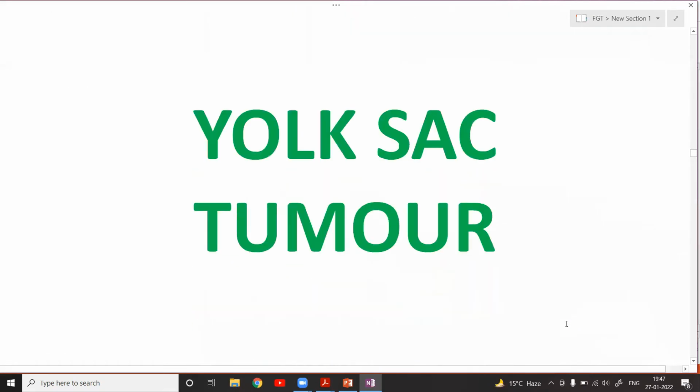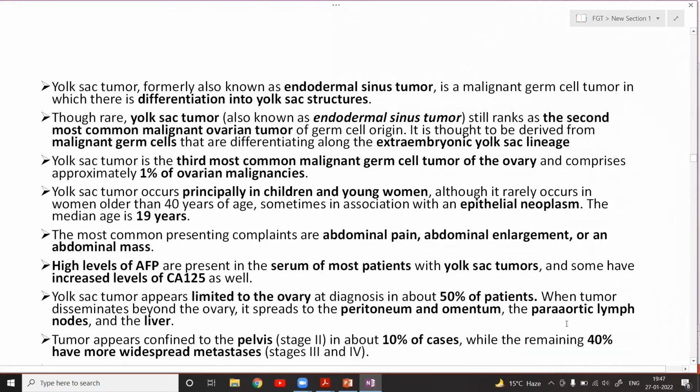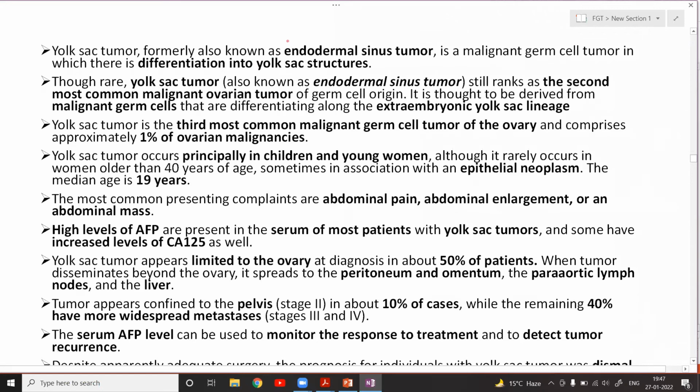Okay. Next, we are going to go to yolk sac tumor. Now, yolk sac tumor previously was also called an endodermal sinus tumor. It is again a malignant germ cell tumor. And over here, the differentiation is just like the yolk sac structures. Now, very importantly, yolk sac tumor is the third most common germ cell tumor of the ovary and comprises 1% of all the ovarian malignancies.